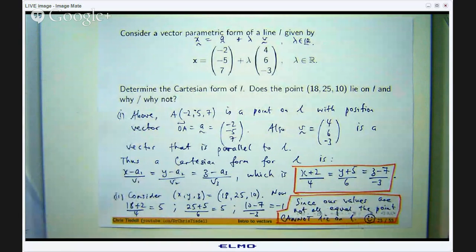Okay, so that's a basic example trying to illustrate the basic properties of the different forms of lines in three-dimensional spaces.